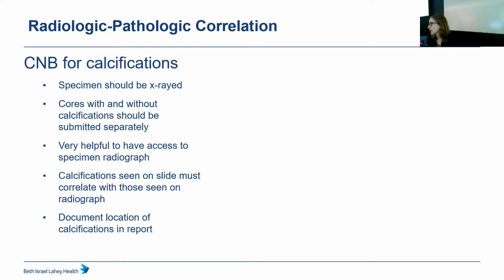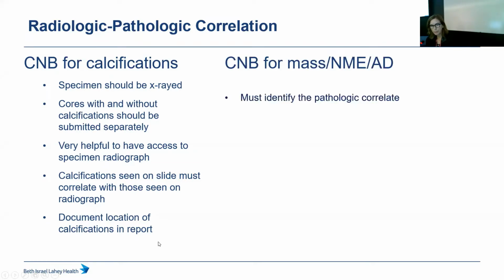As you well know, we can often find these teeny tiny calcifications in lobules, but they may not be the correlate for what's seen on imaging. And if you know that they're in a nice rounded cluster or distributed, scattered throughout the specimen, that can be helpful as well. And then finally, it's important to document the location of calcifications in the report, as this may guide next steps.